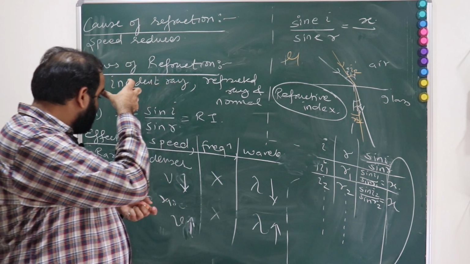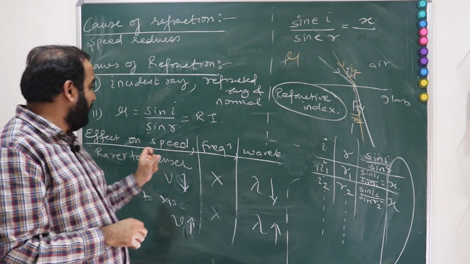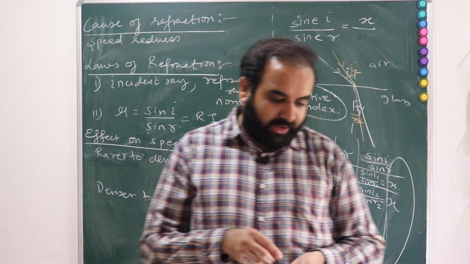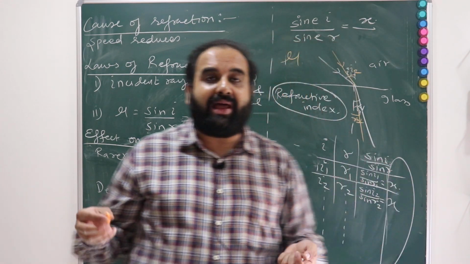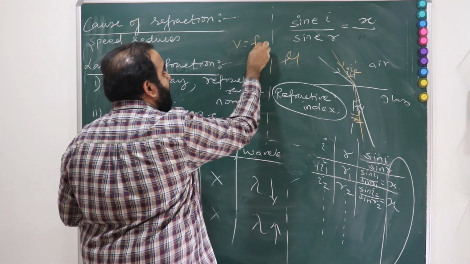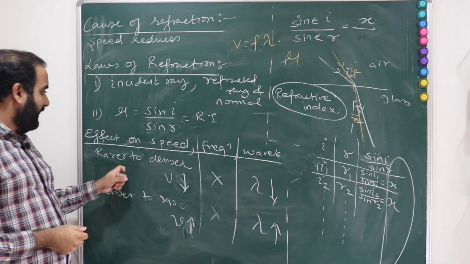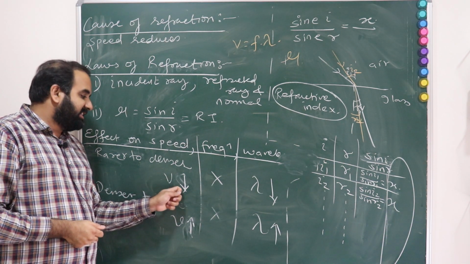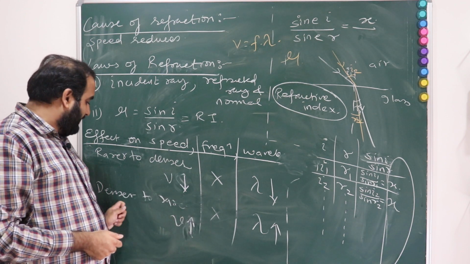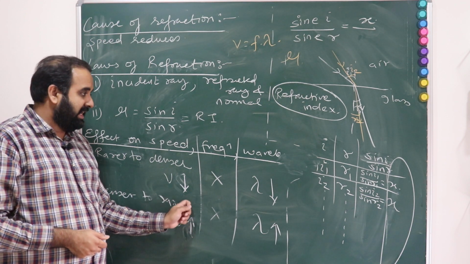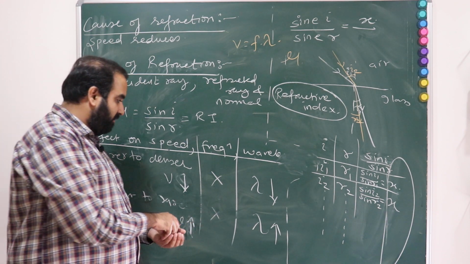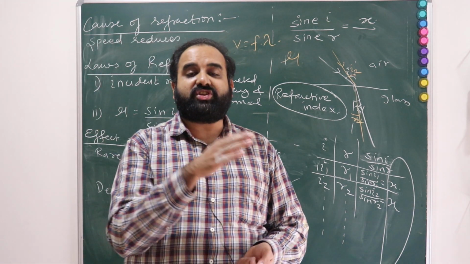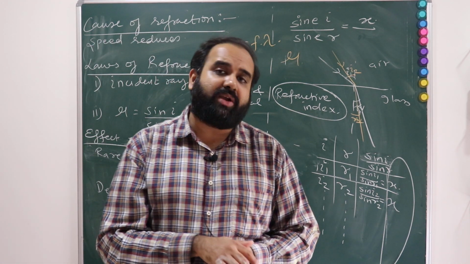Before we go ahead, there is a small topic that we would like to cover: effect on speed, frequency and wavelength of the light. Now we all know this formula: v is equal to f into lambda. See this, students, whenever light goes from rarer to denser medium, speed of light will decrease, and denser to rarer, speed of light will increase. Now frequency, there is no effect, so I have put a cross over here. There is no change in frequency whenever there is a change in the medium. Why?